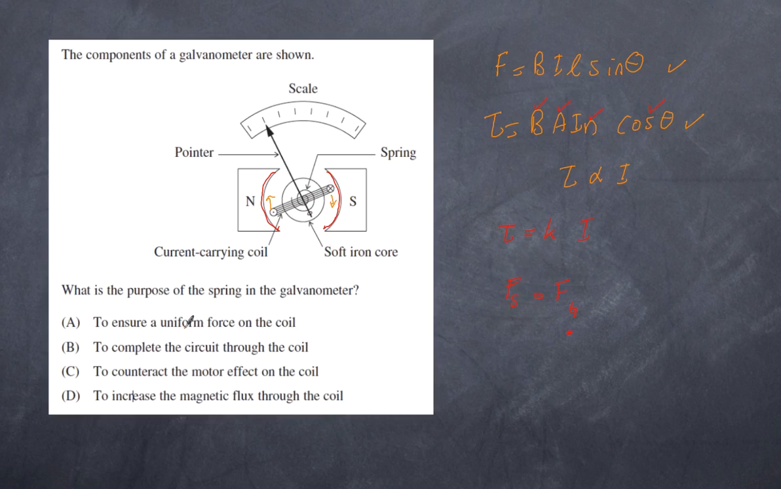So, is it to ensure a uniform force on the coil? No, definitely not. Is it to complete the circuit through the coil? The spring has got nothing to do with the coil. So no, that's not the right answer. Is it to counteract the motor effect of the coil? Yes, it is. To increase the magnetic flux through the coil? Again, that's nothing to do with this question. So the answer clearly is C.